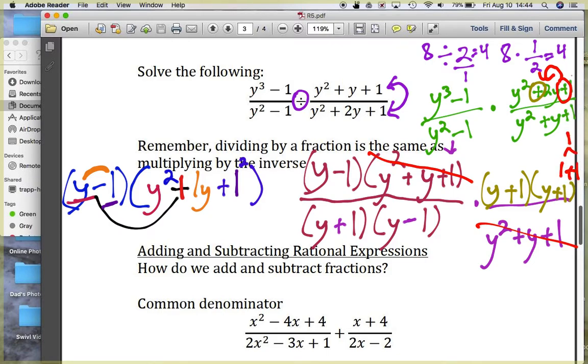Then we can continue with our canceling. I have a y plus 1 here and a y plus 1 here. Notice it's only one of them cancels because I only have one on bottom that matches the one on top. And then I can cancel here. The y minus 1's cancel. So all that work, and all I'm left with is that lonely y plus 1 that's left on top.